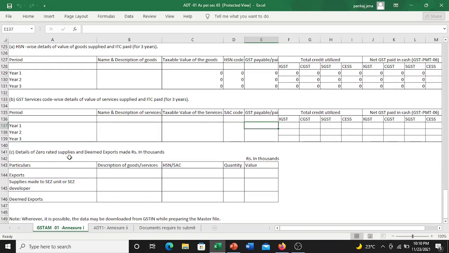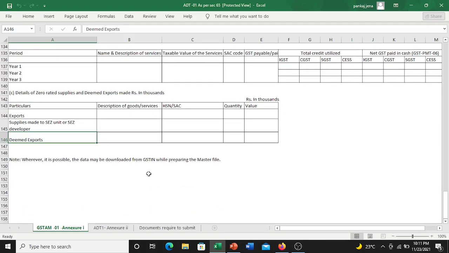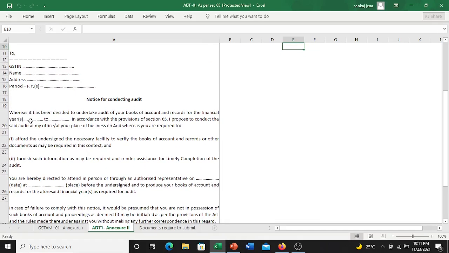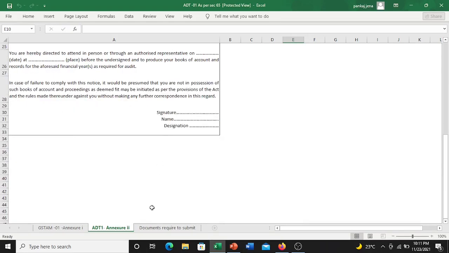Then zero rated supplies and deemed export. Zero rated supplies will be your export goods plus your SEZ and deemed export, if there are any. Then let's go to the next annexure. In this annexure you will see there is nothing much, it is only an intimation to the SAC, where they will mention your company name and GST details, name and address, everything, and they will mention from which year to which year they are going to conduct this audit. So this is only an intimation.